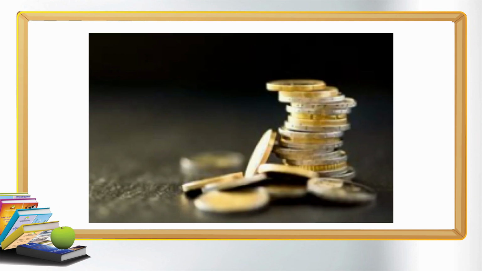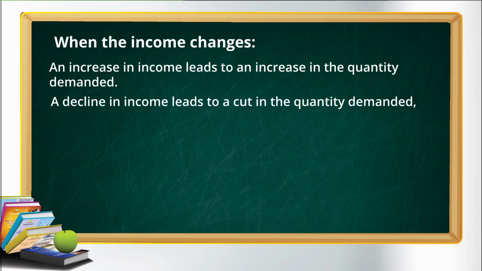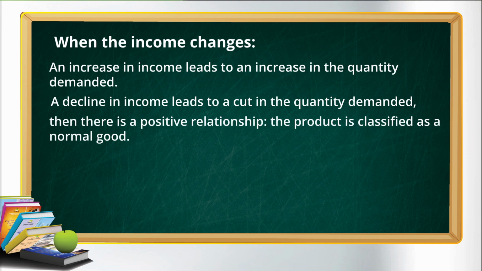Let's look at how demand will change once there's been a change in income. When the income changes, an increase in income leads to an increase in the quantity demanded. A decline in income leads to a cut in the quantity demanded. Then there is a positive relationship. The product is classified as a normal good. Again, if an increase in income leads to an increase in quantity demanded, then there is a positive relationship, and the product is classified as a normal good.